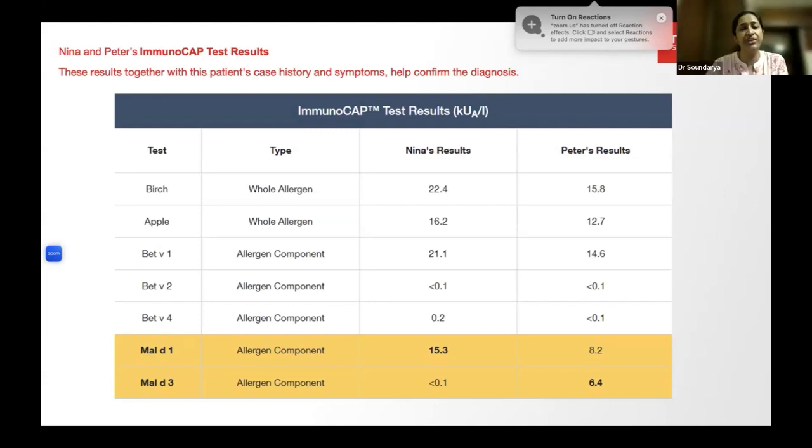And where we have pollen food allergy syndromes, it is very useful, especially with grass pollens, like Cynodon, with Cyn d 12, which may react with tomato and with other melons.